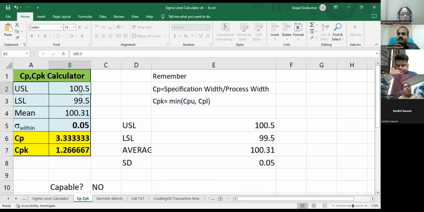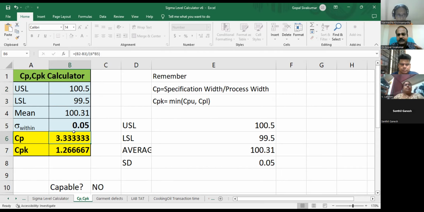Actually, we have to use version 6, Sigma Level Calculator V6. That is the thing I have shared. Replicating, so maybe 3.33. One of you can post it again in the WhatsApp group so that everybody can use Sigma Level Calculator V6. The manual method also will give the same value only, 3.33.